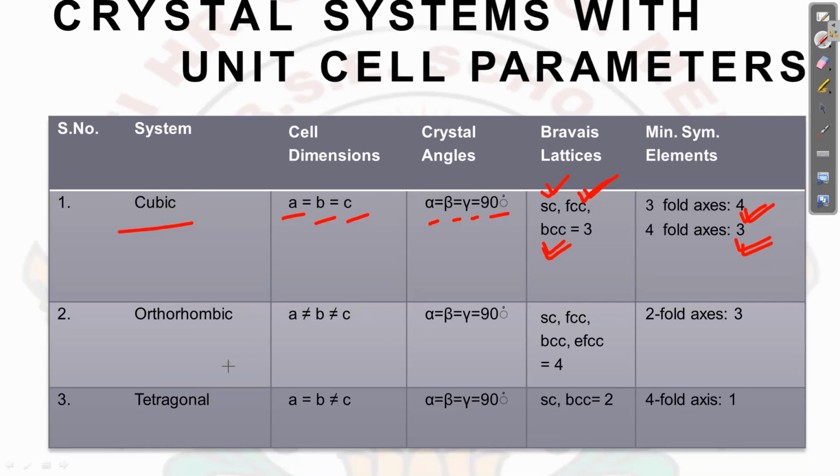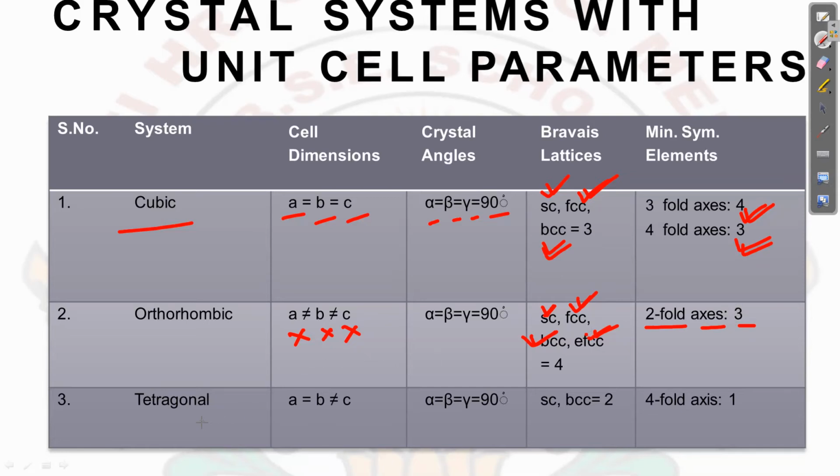It is the orthorhombic, where a is not equal to b is not equal to c, and the angles are all 90 degrees. Here four different types can be seen: simple, face centered, body centered, and end face centered. How many symmetry axes are there? Two-fold symmetry axes will be seen, and they will be of three types.